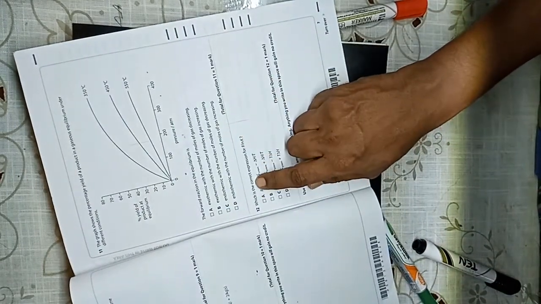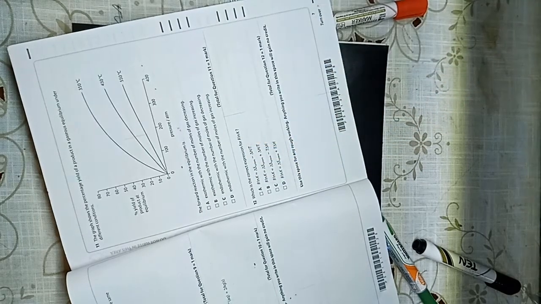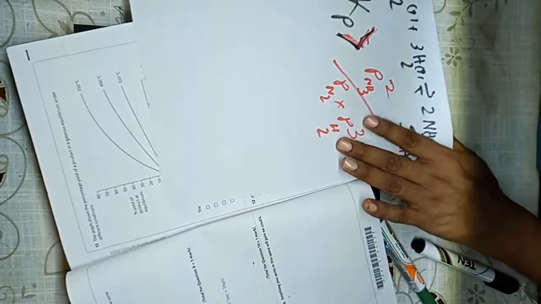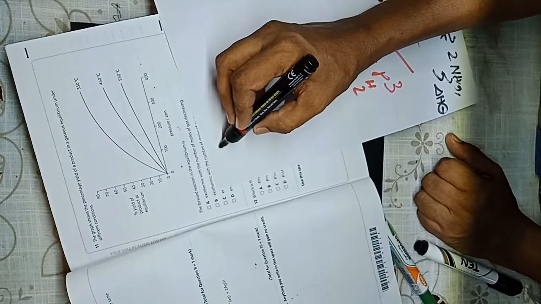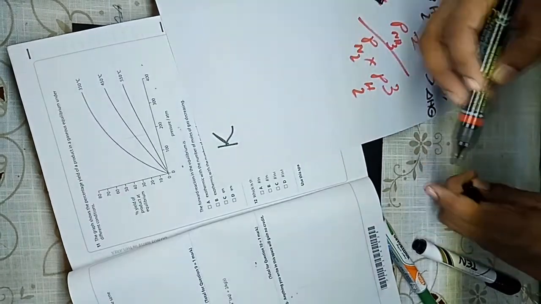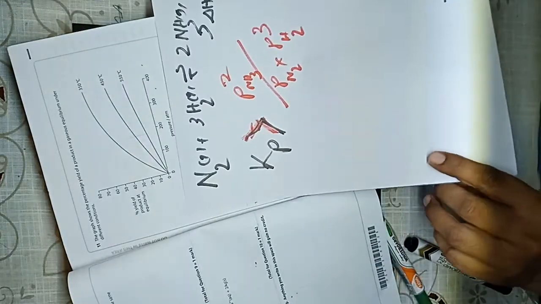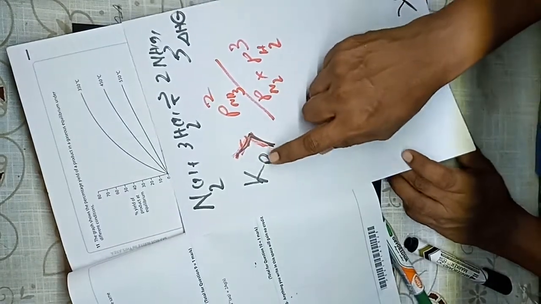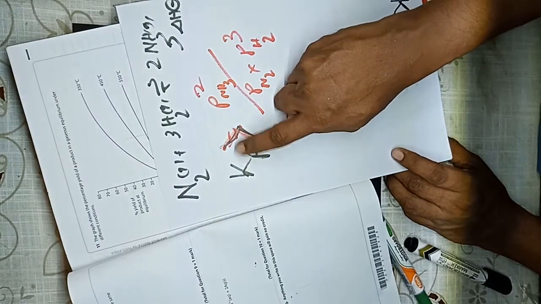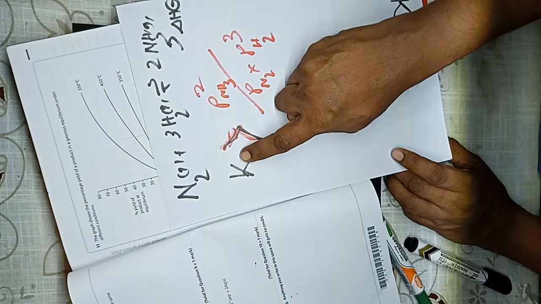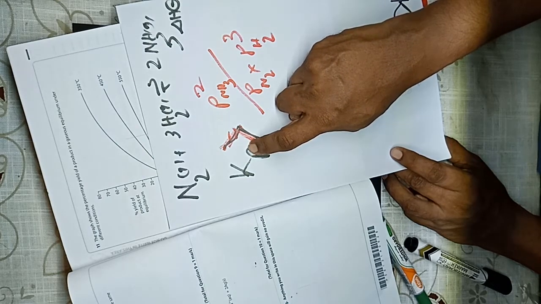12th one, which is the correct expression for the relationship in K? Now see, the equilibrium constant K. Either Kp or Kc, if Kp or Kc is higher, that means if the equilibrium constant is higher, this shows that at equilibrium more products are formed.